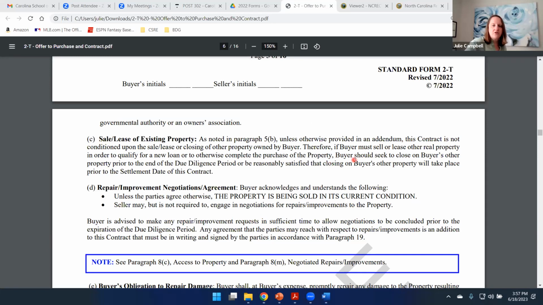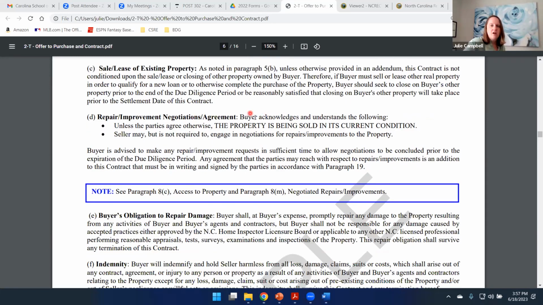Repair, improvements, negotiations, agreement. Buyer acknowledges and understands the following. Unless the parties agree otherwise, here it is. I think this is about the most important sentence in this offer to purchase and contract. This property is being sold in its current condition. If you're using 2T, this house is as is.